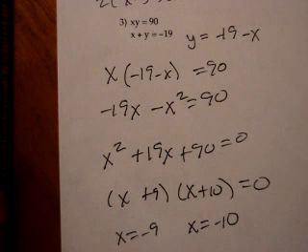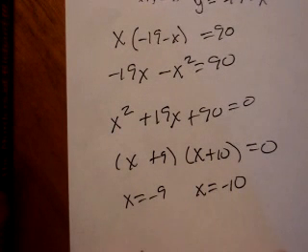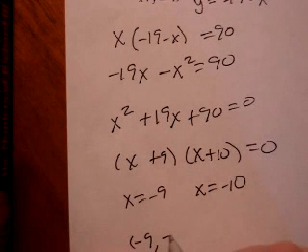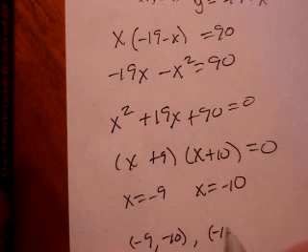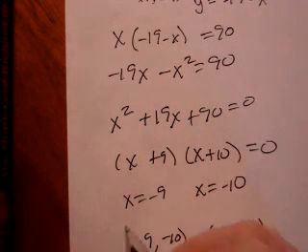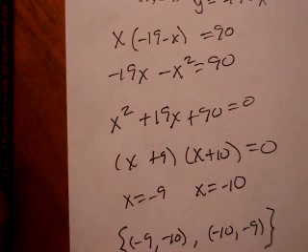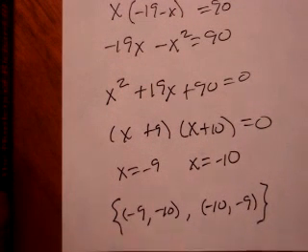And it turns out that what we're going to get is when x is negative 9, y is negative 10. And when x is negative 10, y is negative 9. And there's my solution set. Oops, can you read that? There you go. Okay, so that is solving systems of nonlinear equations by substitution.